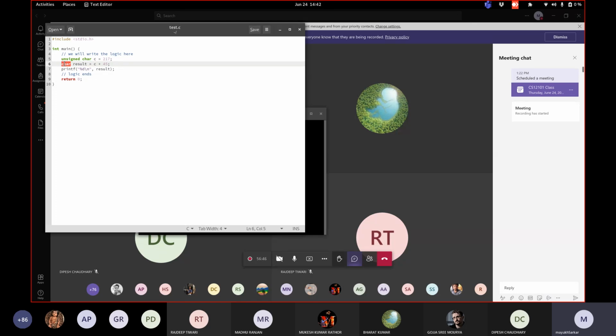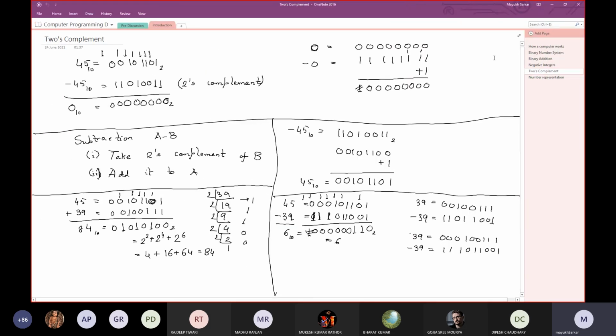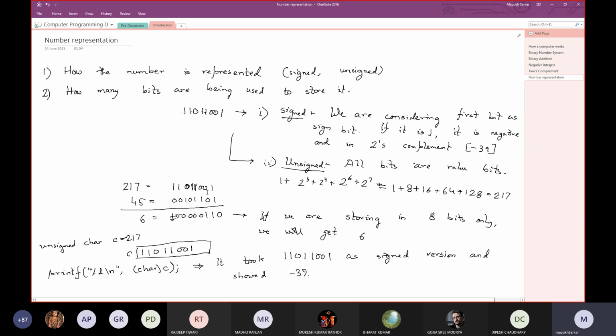And after getting the 8 bits, the computer returned these 8 bits only, nothing more than that. And our program converted these 8 bits into a signed char, because I have used only char, right? And that resulted in 6. Is it clear?